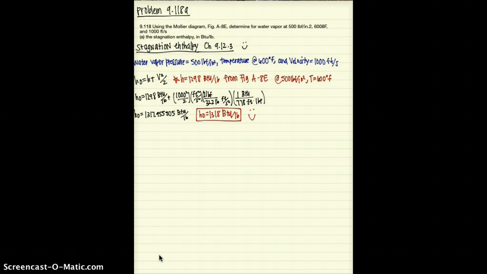The problem states the water vapor pressure is equal to 500 pound force per inch squared, the temperature is 600 degrees Fahrenheit, and the velocity is equal to 1,000 feet per second. We can now use h0, the enthalpy at the stagnation state, equals h plus V squared divided by 2. We find the value of h to be 1,298 BTU per pound. We plug in h right here and the velocity of 1,000 feet per second.